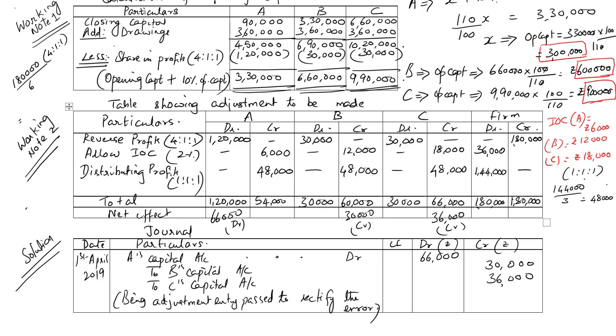So this sum is slightly different. Some students may even find it confusing. The problem was that we needed the interest on capital to find out the opening capital. However, the opening capital was necessary to find out the 10% interest on capital. So we had to equate it as 110% of opening capital is equal to each of these amounts: for A, 3,30,000, for B, 6,60,000, and for C, 9,90,000.